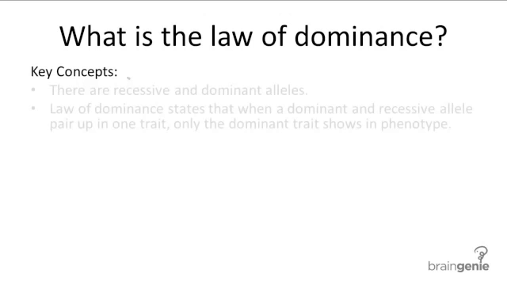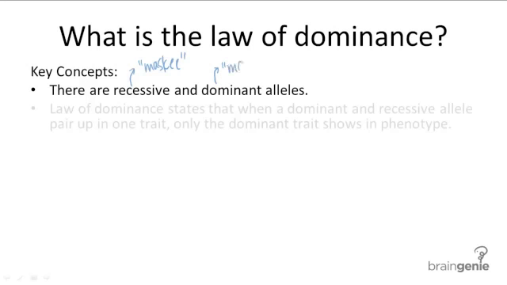Mendel could not pinpoint the mechanisms behind his laws, but today we know about genes and alleles and therefore have a much clearer picture about what's going on in the law of dominance. First thing to know, there are recessive and dominant alleles, and to recap, recessive alleles are those alleles that are masked in the presence of other alleles, so they aren't expressed in the presence of other alleles. Dominant alleles are the exact opposite. They're the ones doing the masking. So they are expressed in the presence of other alleles. This is exactly what the law of dominance states.